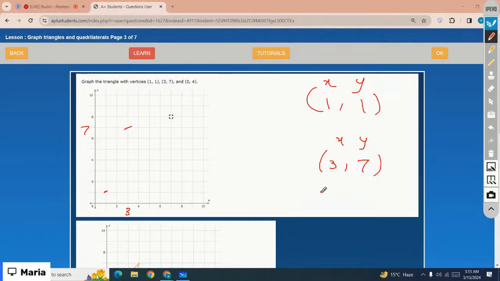Then the third one is 0 and 4. X is 0 and y is 4. So here is the point where x is 0 and y is 4. So just join these points and make a straight line. The graph looks like this. Got it?